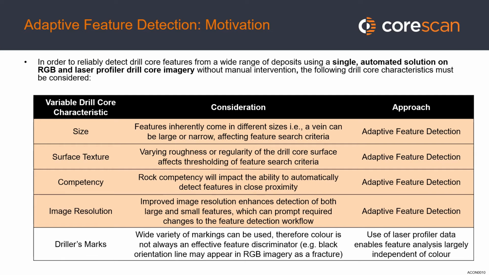Finally, driller's marks. A wide variety of markings can be used on the drill core. Therefore, color is not always an effective feature discriminator. For example, a black orientation line may appear in a photo to be a fracture. While the majority of the latter case, driller's marks, could be addressed by emphasizing the use of laser profiler imagery, drill core size, texture, competency, and data resolution just can't be controlled and must be tackled using a more adaptive approach. So what might that look like?